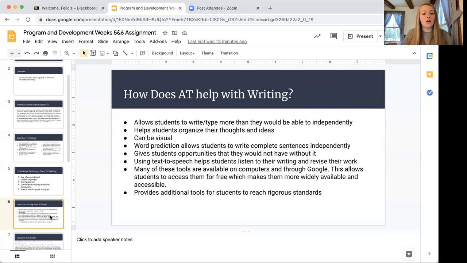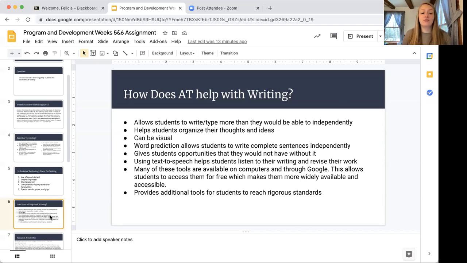Word prediction can help students write sentences independently and completely. They can write a full sentence without getting stuck in the middle and getting frustrated and having a meltdown, because spelling can definitely be frustrating for some students. The assistive technology gives students the opportunity that they wouldn't have without it.